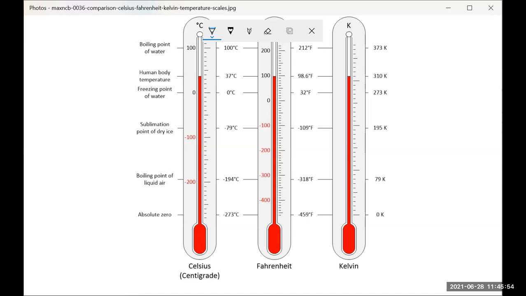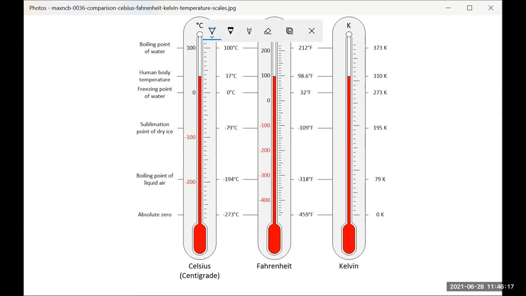Celsius, a Swedish astronomer, came up with the Celsius thermometer, and that is much easier to actually read in tenths. So when they did that, he basically set the freezing point of pure water at 0 degrees Celsius and the boiling point of pure water at 100 degrees Celsius.